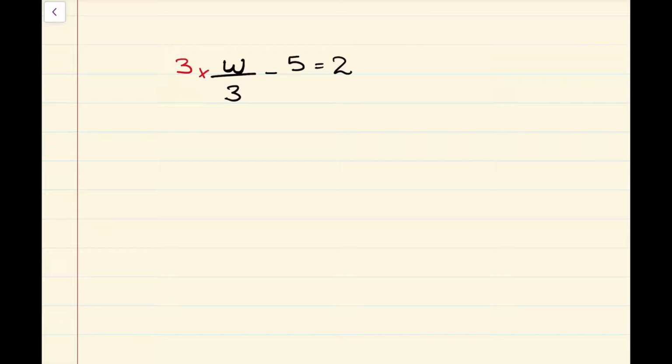Now we know that because we multiplied the first term by 3, we have to multiply each other term by the same number. So we have to multiply the 5 by 3, and then multiply the 2 by 3. And these 3's would just cancel out, leaving us with just w. So then w would be subtracted by 5 times 3, which is 15. And that's going to be equal to 2 times 3, which is just 6.